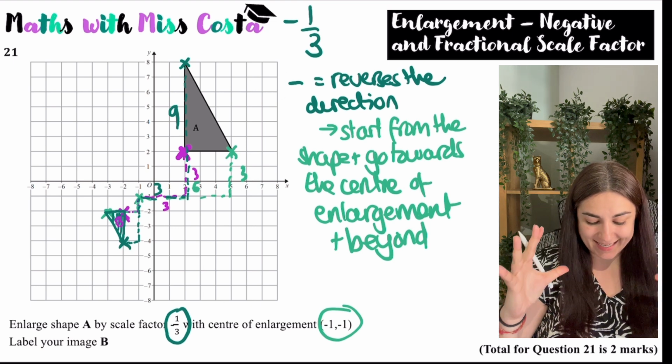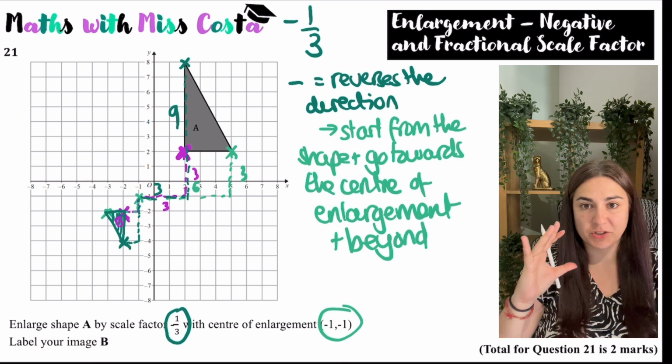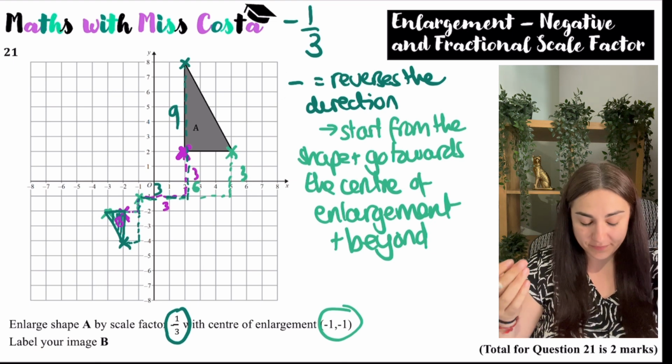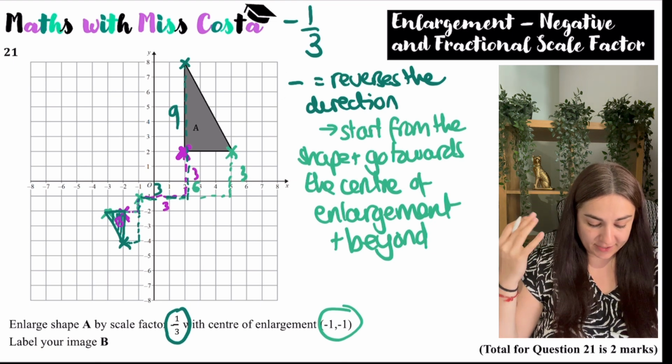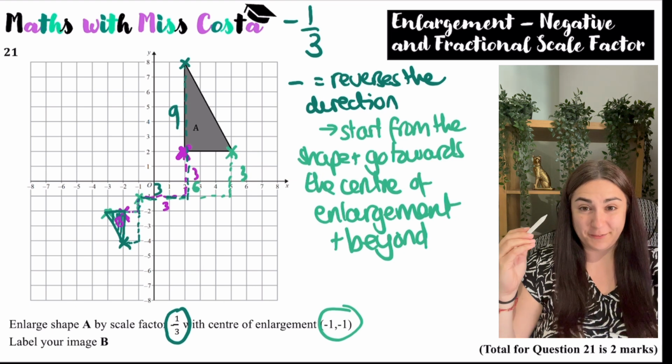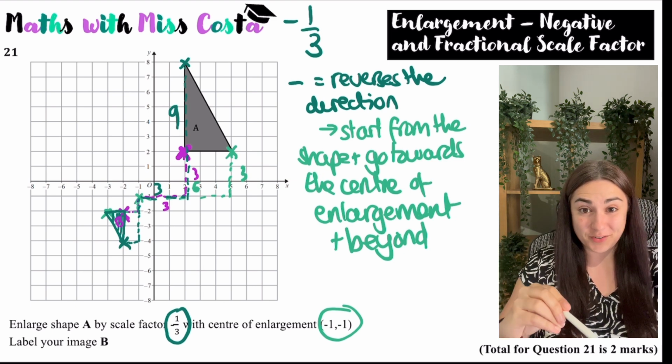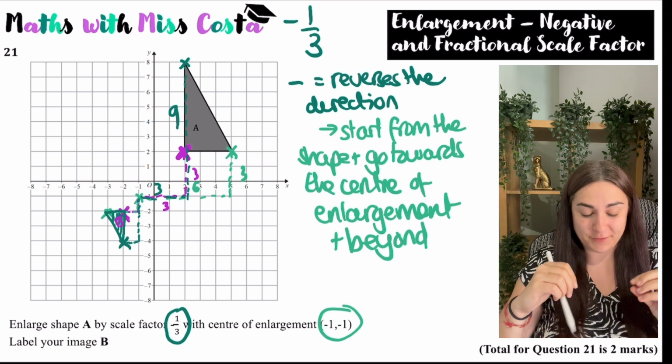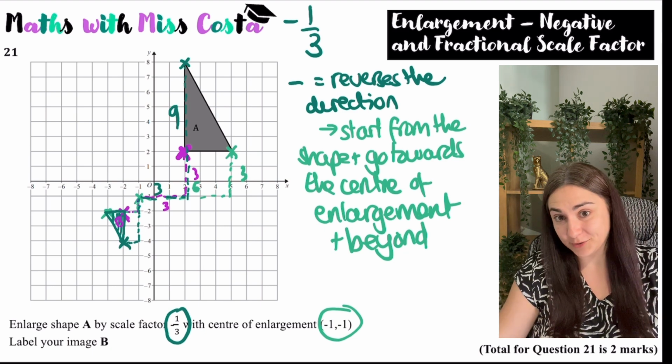Okay, but the key thing is the scale factor tells you how much larger the shape is or smaller, and the center of enlargement is, if it's a negative, you start from the shape and you go to the center of enlargement. If it's a positive, you start from the center of enlargement and you go towards your shape.